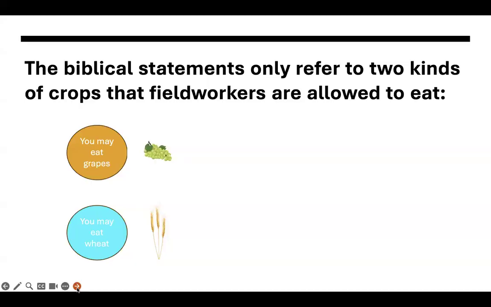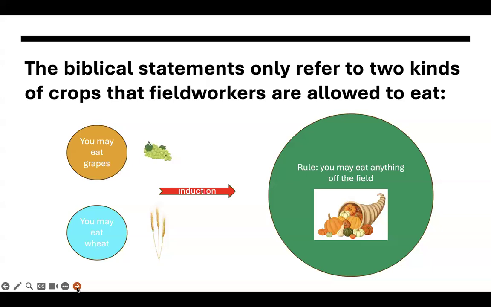But this rule doesn't appear in the Bible. Biblical statements only refer to two kinds of crops, specific crops, that the field workers are allowed to eat. They may eat grapes while they pick them, and they may eat wheat. From these two examples, the Talmud induced the rule that you may eat anything off the field.